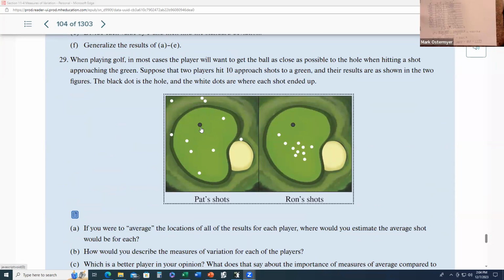And these are shots by two different golfers from probably the same distance away from this hole. Several different shots by the same golfer. Again, both golfers were set the same distance away from the hole. Which golfer here appears to be more consistent in trying to get the golf ball in the hole? Pat or Ron? What do you think?